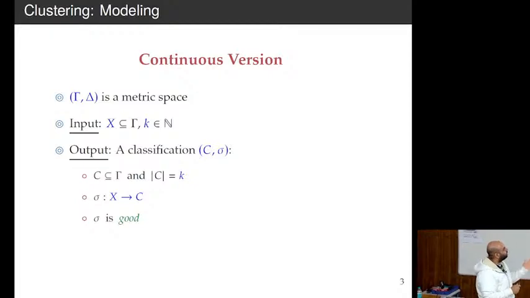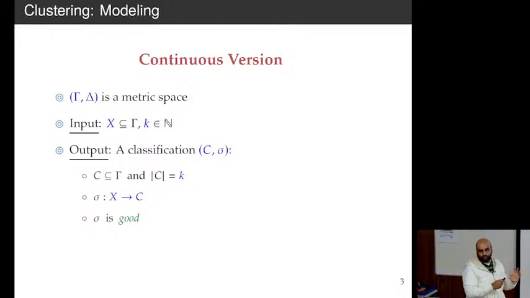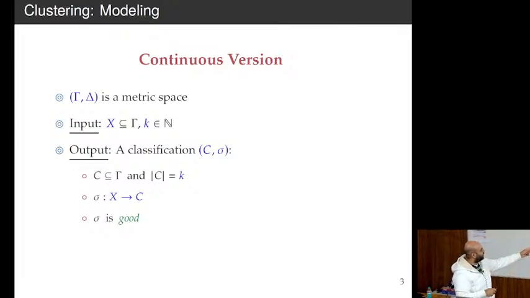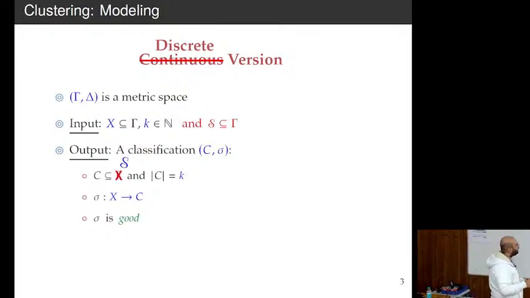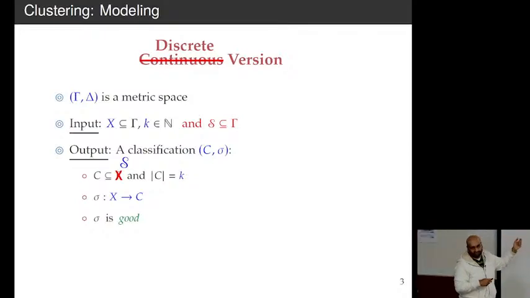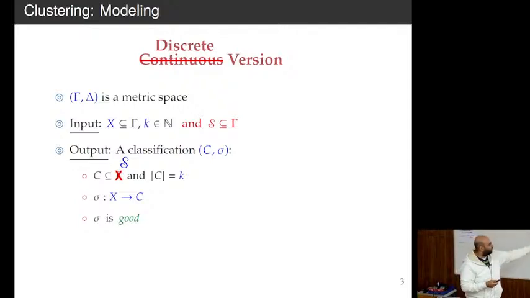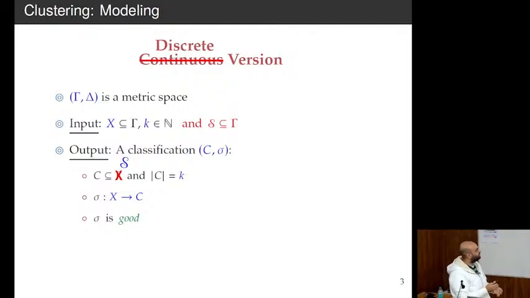This is what is called the continuous version, and this distinction is important for this talk, because I'm allowed to pick the centers C anywhere in space. But people also study the discrete version, where instead of picking anywhere in space, you're given a set of candidate centers as part of the input, and you can only pick your k centers from that set. These are the two versions in which clustering is typically studied.